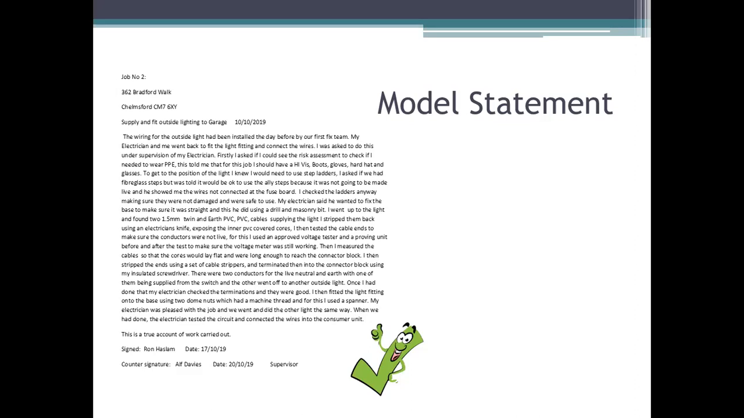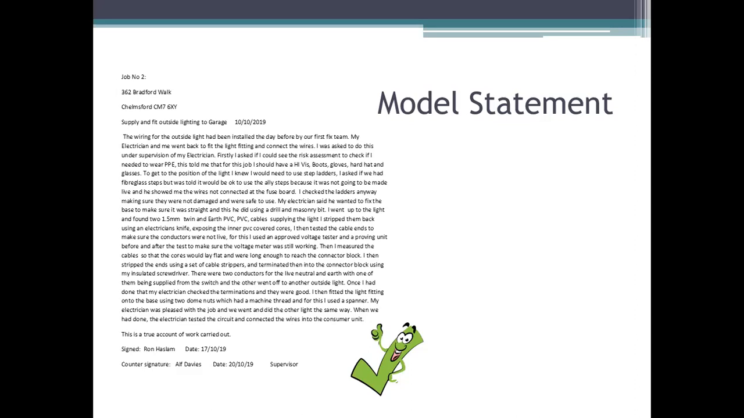This told me that for this job I should have high vis, boots, gloves, hard hat, and glasses. To get to the position of the light, I knew I would need to use step ladders. I asked if we had fiberglass steps, but was told it would be okay to use alley steps because it was not going to be made live. And he showed me the wires not connected at the fuse board.